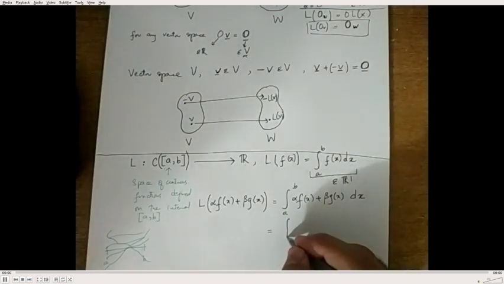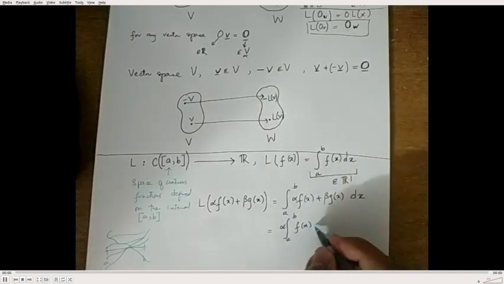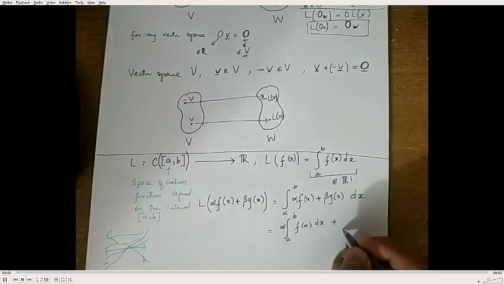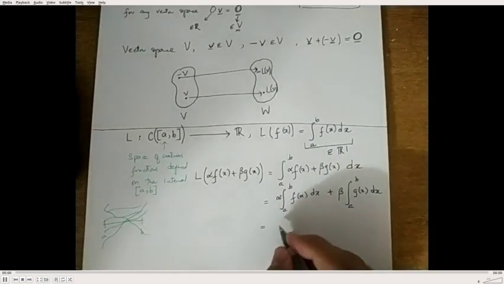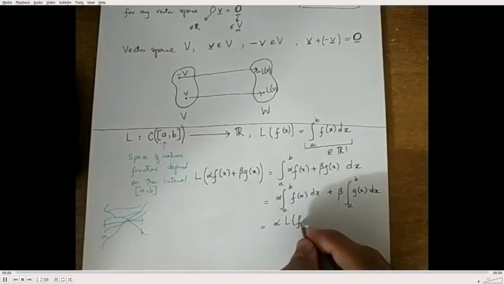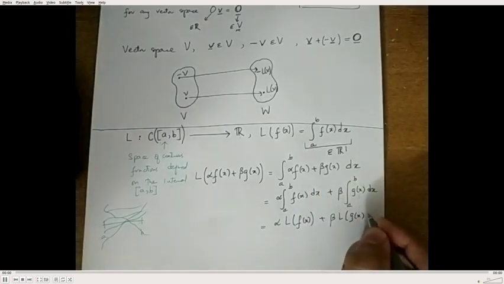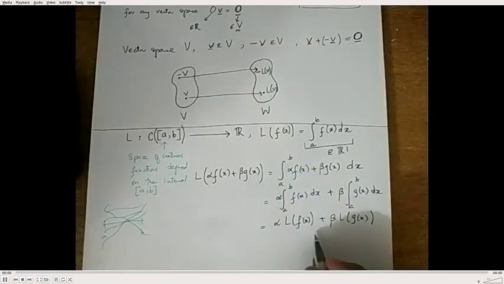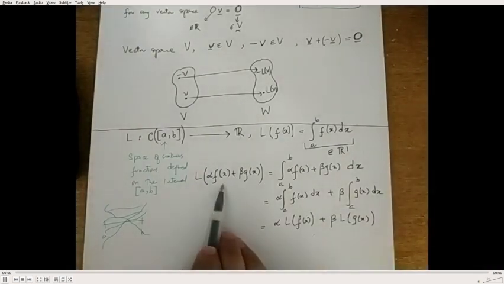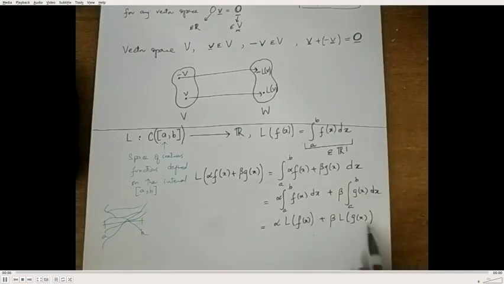You can write this as alpha, alpha is a constant, integral from a to b of f(x) dx, plus beta integral from a to b of g(x) dx. And what you've managed to do is write this as alpha L of f(x) plus beta L of g(x). So a linear combination stays a linear combination. A linear combination of functions has now become a linear combination of these two numbers, basically the integral.